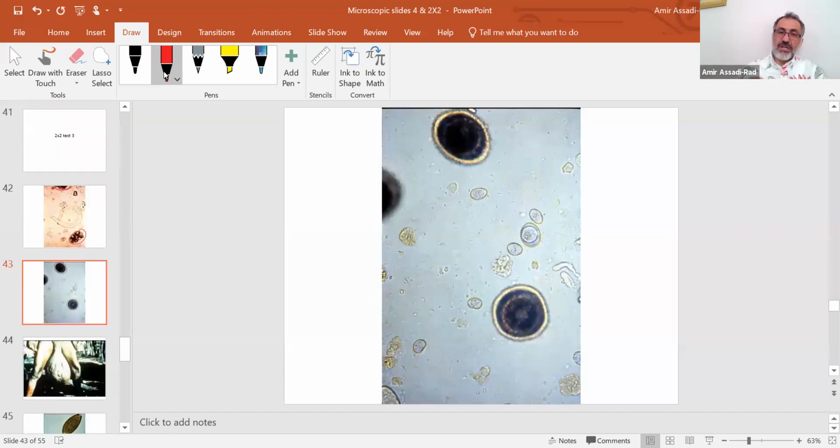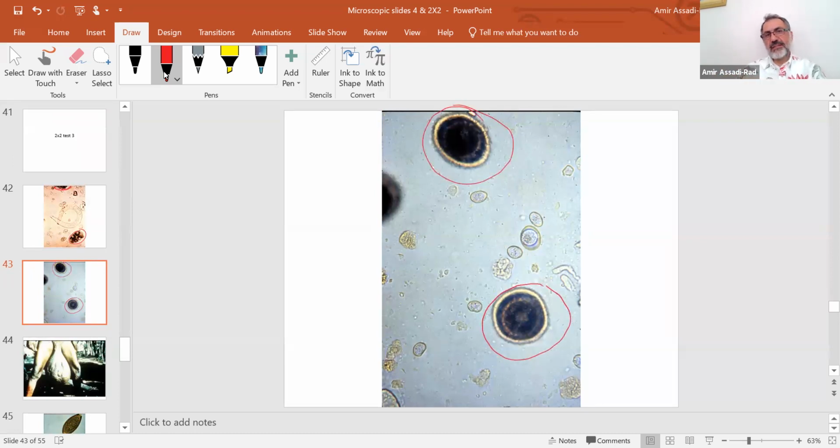Okay, these are the eggs of dog and cat. So that would be the Ascaris, Toxocara canis. These are most likely Toxocara canis. And these are Isospora. Interesting.